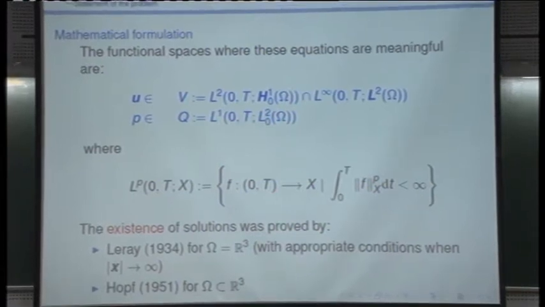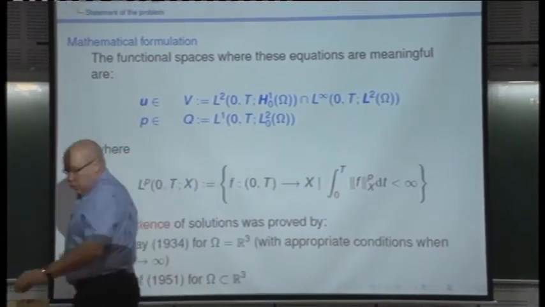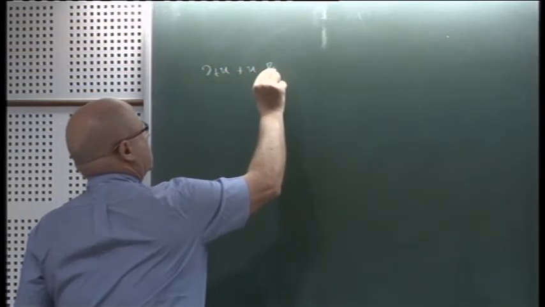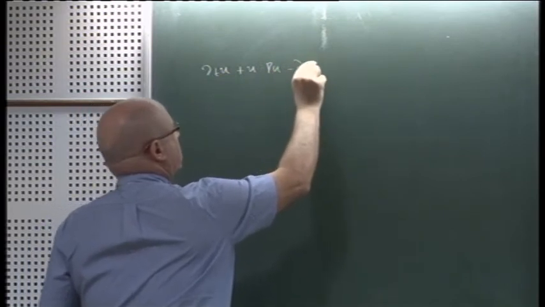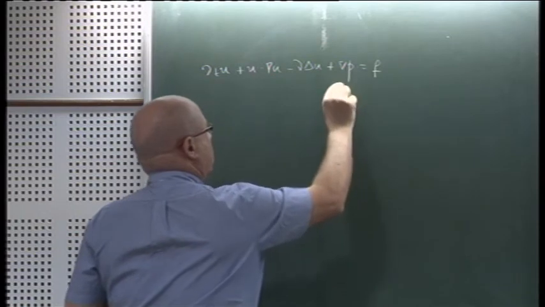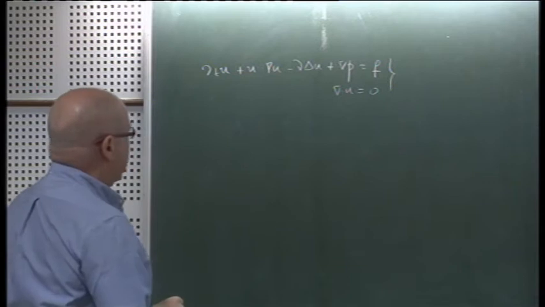Later we will obtain that weak form in some detail, but first let's do just a simple weak form. So we have the following equations: du/dt plus u·∇u minus ν Laplacian of u plus gradient of p equals f, and divergence of u equals 0. Okay, so this is the problem that we want to solve.